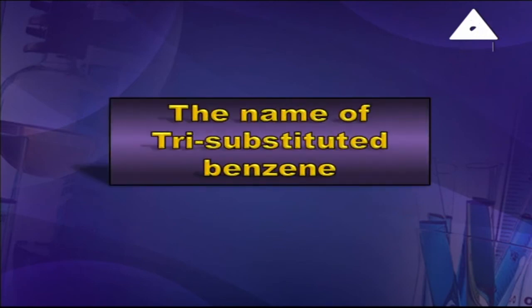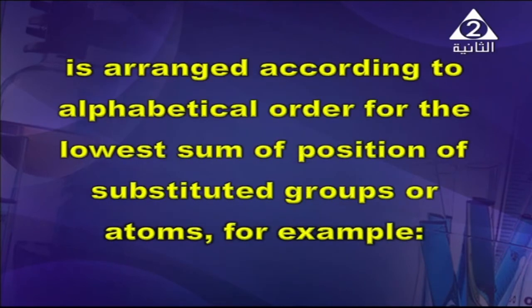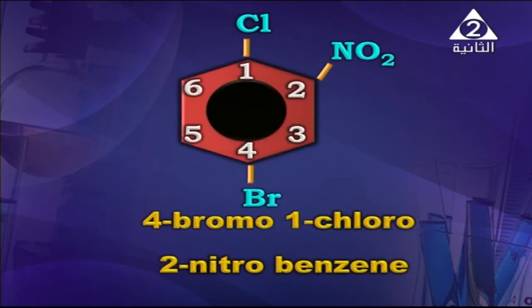The naming of tri-substituted benzene. The carbon atoms in the benzene ring which are attached to the substituted groups or atoms take numbers, then the nomenclature is arranged according to alphabetical order for the lowest sum of the positions of the substituted groups or atoms. For example, here the chlorine is at number 1, nitro at number 2, bromine at number 4, and in alphabetical order it will be 4-bromo-1-chloro-2-nitrobenzene.